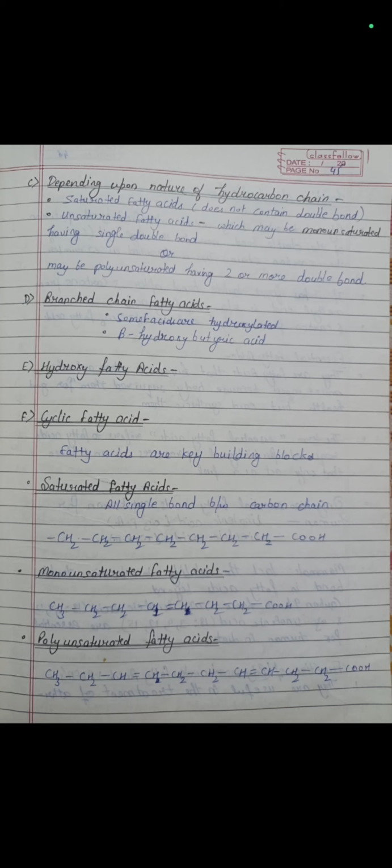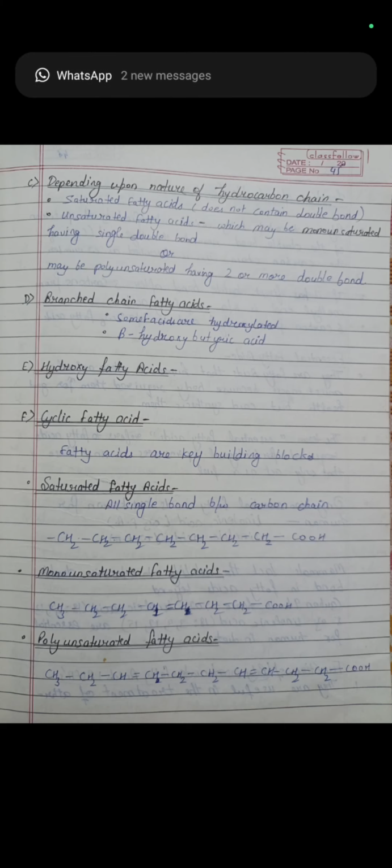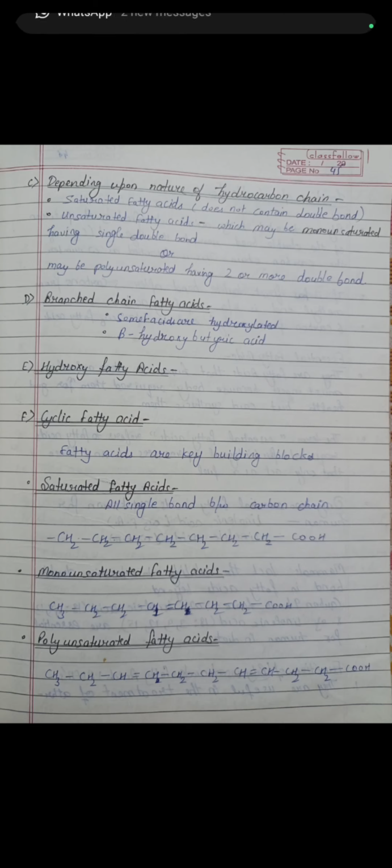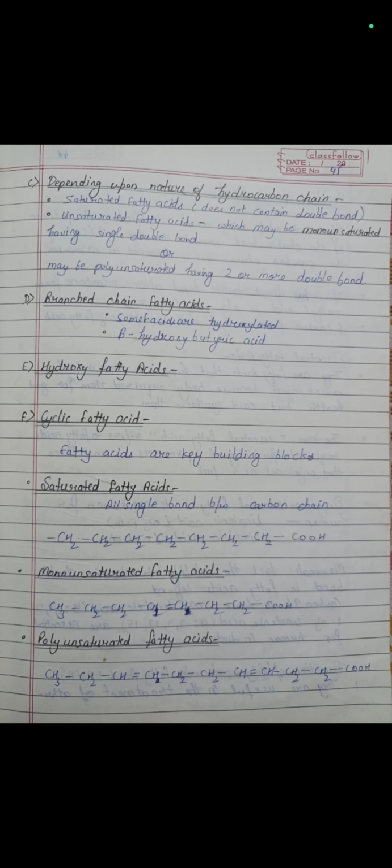And then we will discuss unsaturated fatty acids. These are those fatty acids which may be monounsaturated, having a single double bond, or may be polyunsaturated, having two or more double bonds. Then we will discuss the classification of fatty acids depending upon the branched chain fatty acids.